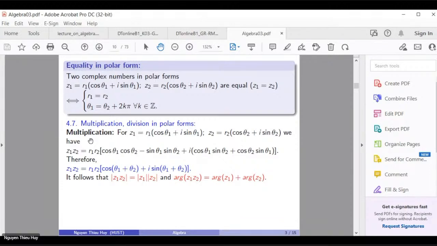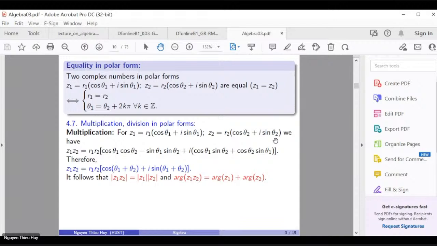So let's start with multiplication. We write z1 in polar form, and we know that we can always do that for any z1. Whatever z1 is, we can always write it in polar form. So z1 is r1 cos theta 1 plus i sine theta 1. Similarly for z2, r2 multiplied by cos theta 2 plus i sine theta 2.